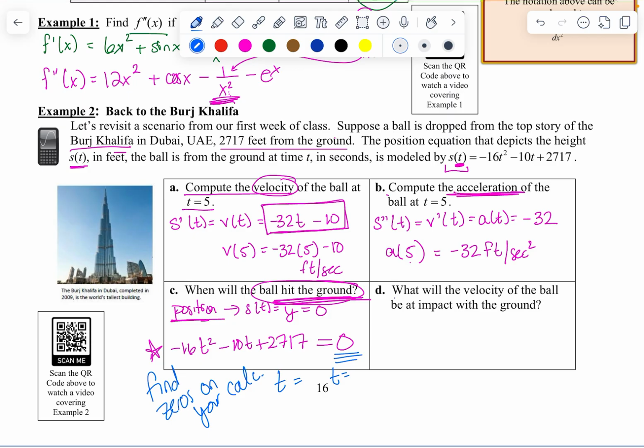Now, what will the velocity of the ball be at impact with the ground? So in order to answer this question, you have to do part C first, because part C is going to give you the time when this thing hits the ground. So once you figure out when it hits the ground, you can take that answer and plug it into the velocity function that we solved for in part A, and it should give you your answer in feet per second.